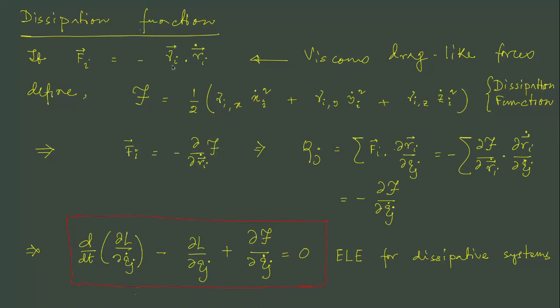For such forces, you can define a dissipation function which can be written as half of the same coefficient and velocity squared for each component. So we have x dot squared, y dot squared, z dot squared for the ith particle, and for the ith particle we have the components of gamma, x, y, z.